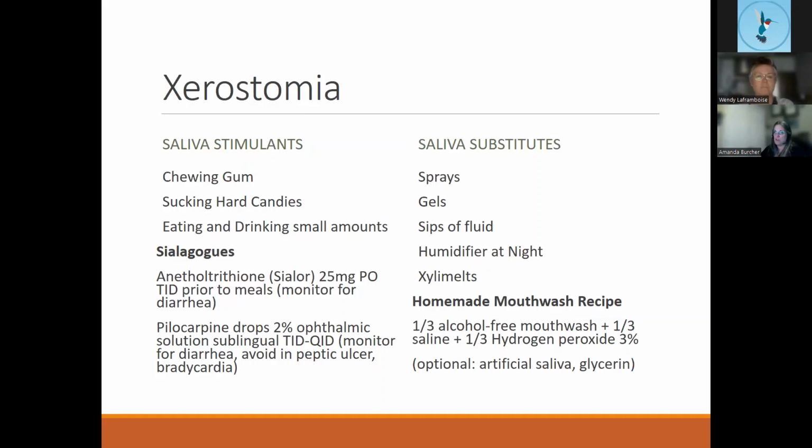I did come across this homemade mouthwash recipe that you could instruct your patients to use. It's a third alcohol-free mouthwash, a third normal saline, and a third hydrogen peroxide, plus or minus a little bit of glycerin, and they whip that up and then rinse their mouth with it. Cost of Xylimelts, I think it's about $11 for about 10 or 20 of them. But you would have to ask at the pharmacy for sure, because everything has gone up with COVID, so it's probably more now.